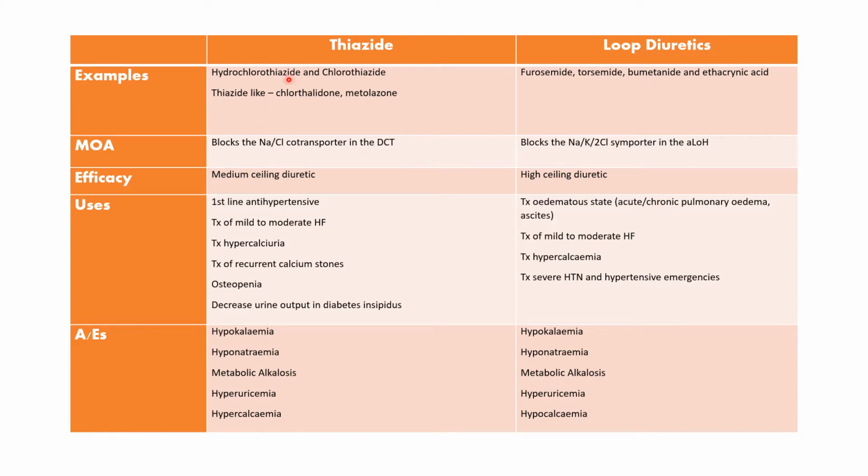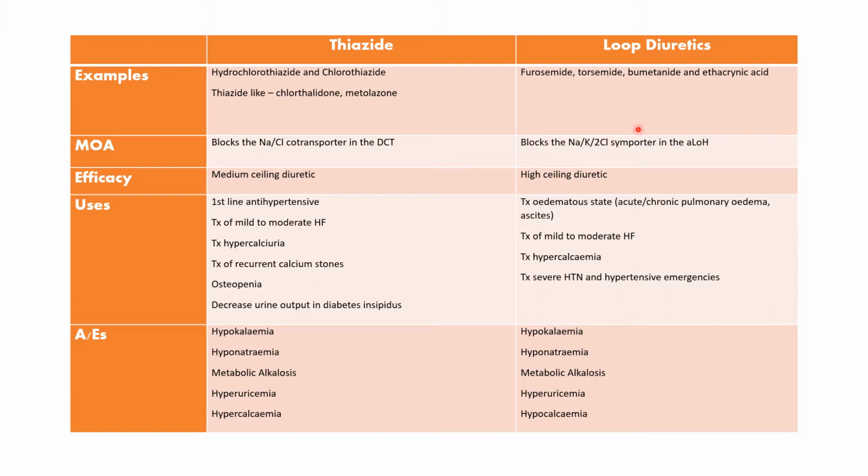So thiazides, examples include hydrochlorothiazide and chlorothiazide. We have thiazide-like diuretics, including chlorthalidone and metolazone. I hope you remember. In loop diuretics, the most common ones, we have furosemide, torsemide, bumetanide, and ethacrynic acid.